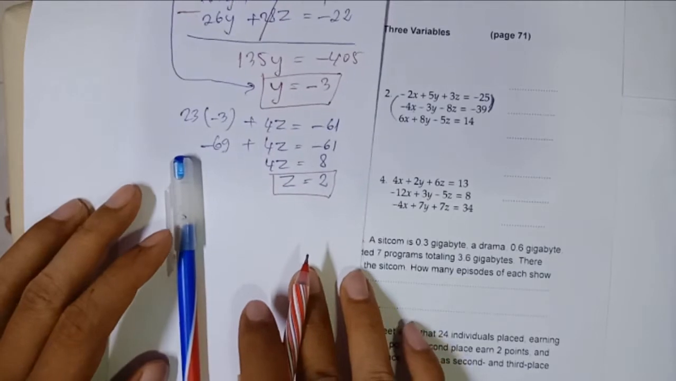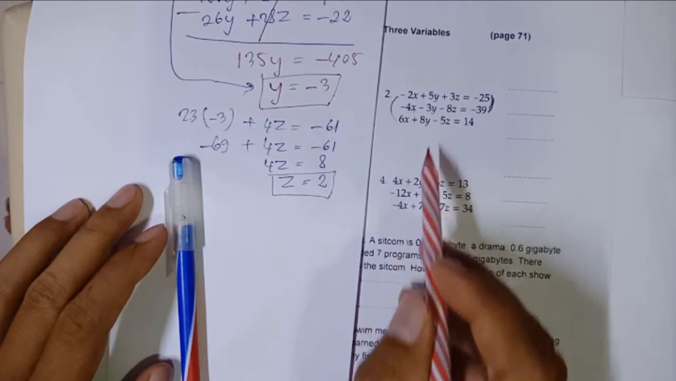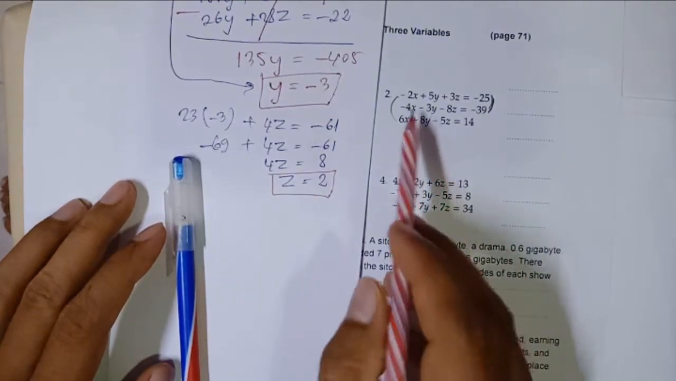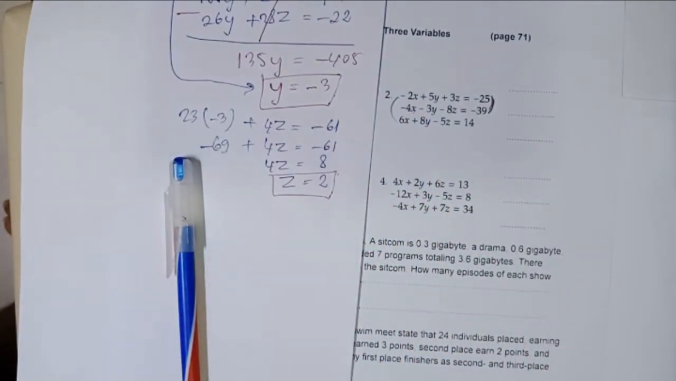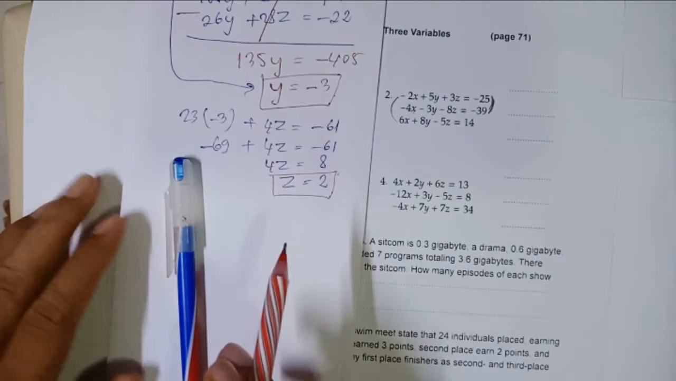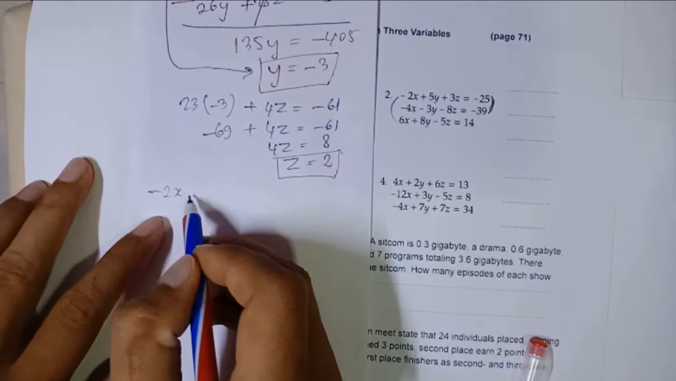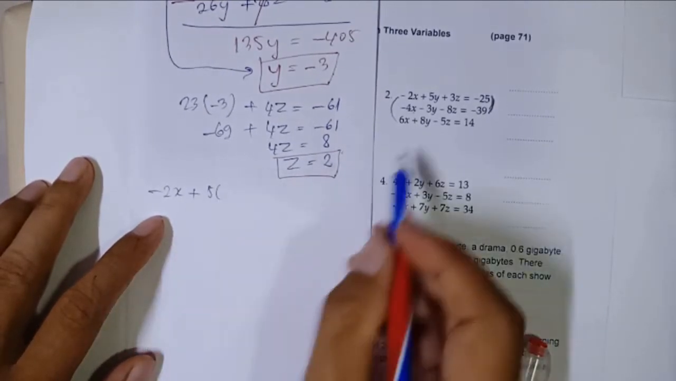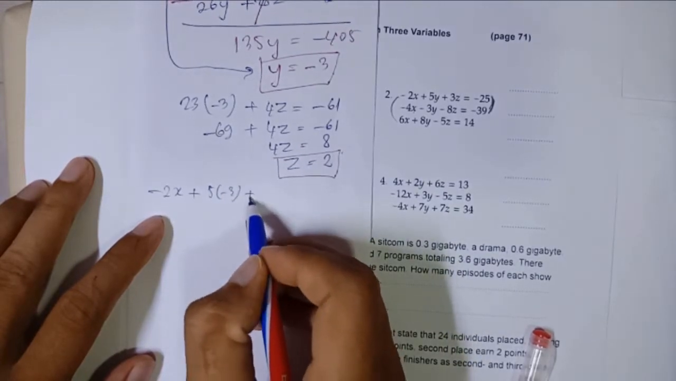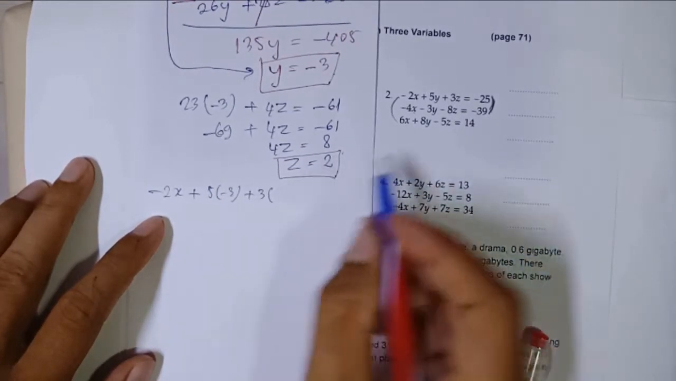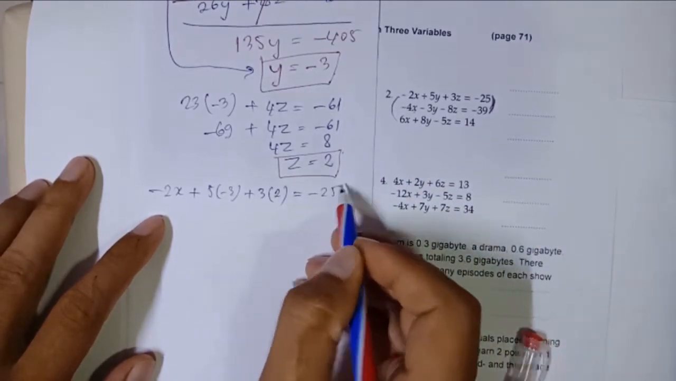Now to get the x value, you can use these two values to substitute in either of these equations. I think I'm going to substitute into equation number 1. So using substitution, I have minus 2 times x plus 5 times y, my y is negative 3, and then plus 3 times z, my z here is 2, is equal to minus 25.